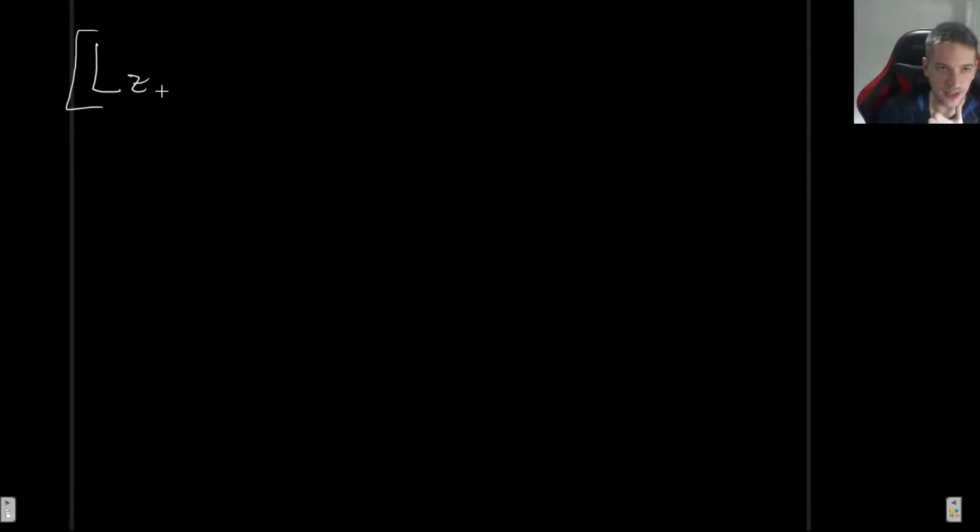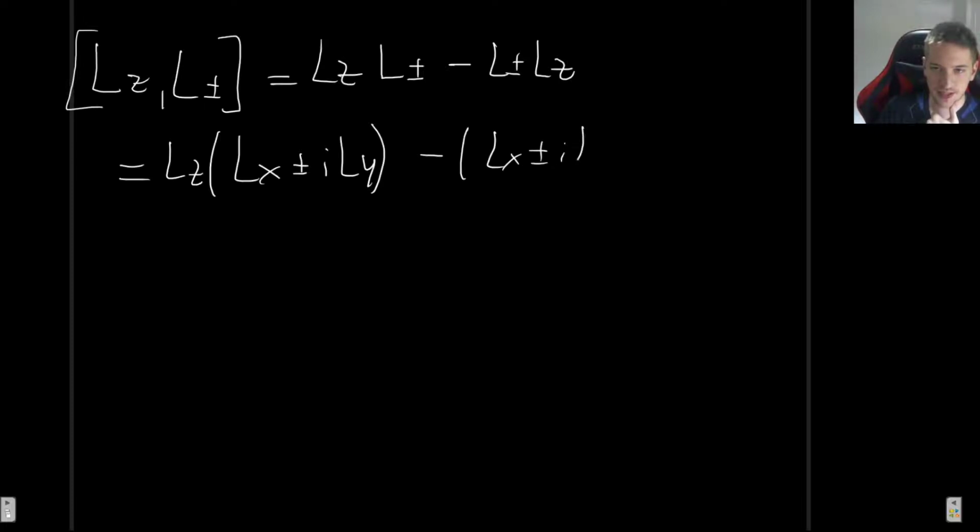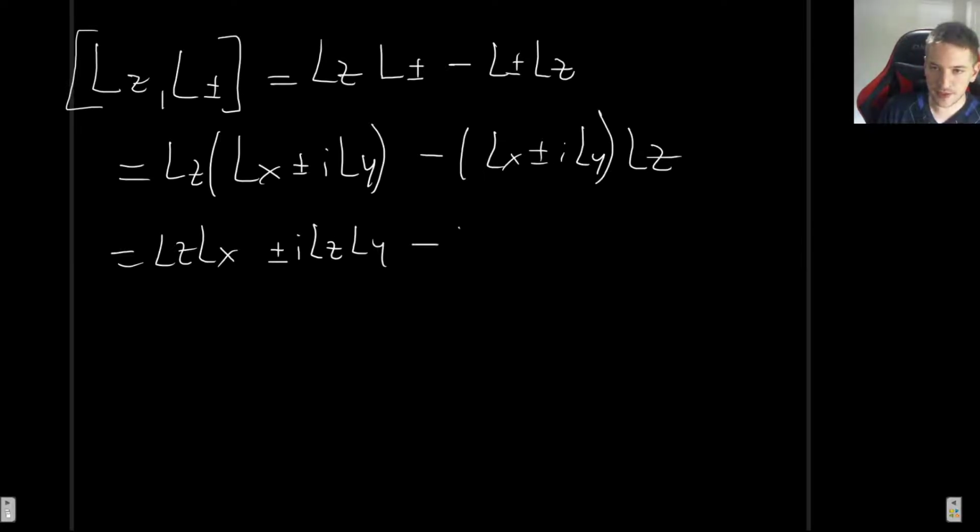So let's go for it. The commutator between Lz and L plus or minus is going to be Lz times L plus or minus, minus L plus or minus times Lz. So what is L plus or minus? Remember, this is Lx plus or minus I Ly. So it's Lz times (Lx plus or minus I Ly) minus (Lx plus or minus I Ly) times Lz. So let us now just distribute these products. We get Lz Lx, then plus or minus I Lz Ly, minus Lx Lz. And notice we had plus or minus, but we have a minus sign multiplying. So if it was a plus, now it's going to be a minus. And if it was a minus, now it's going to be a plus. And then we have I Ly Lz.